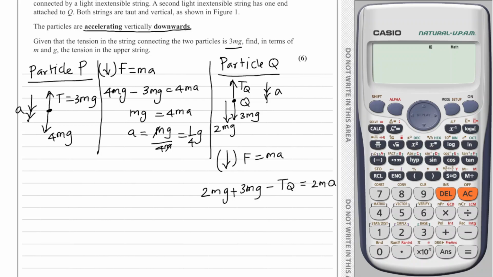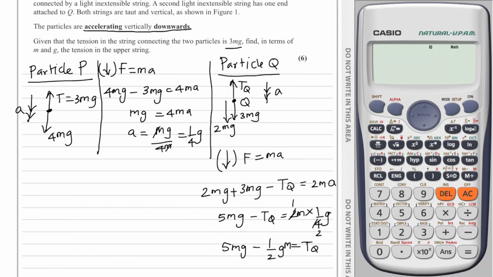Now we can solve it. This will be 2mg plus 3mg, which is 5mg, minus TQ equals 2m times 1/4 g. So we can solve this: 1 times 2 and 2 times 2, so 5mg minus 1/2 g m equals TQ. I take the minus TQ to the right-hand side as positive TQ, and the 1/2 mg to the left-hand side, so it is mg.